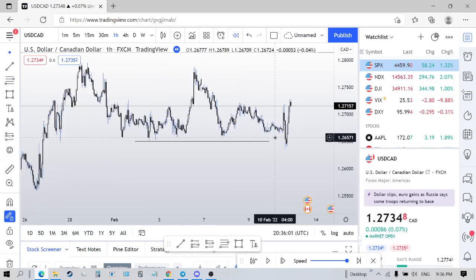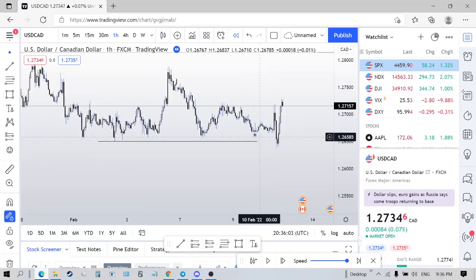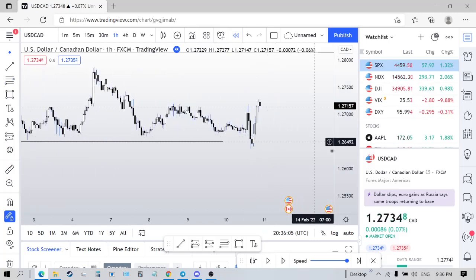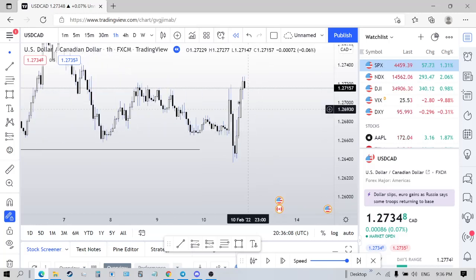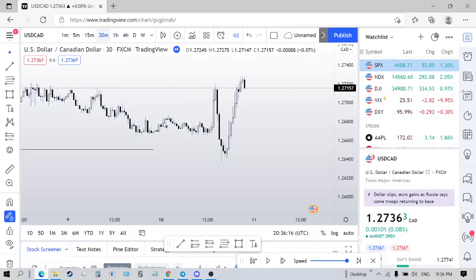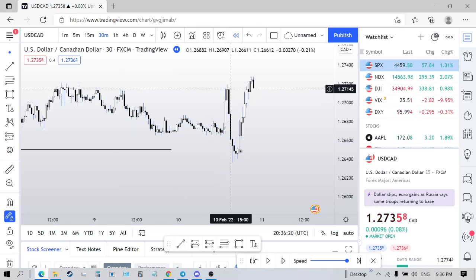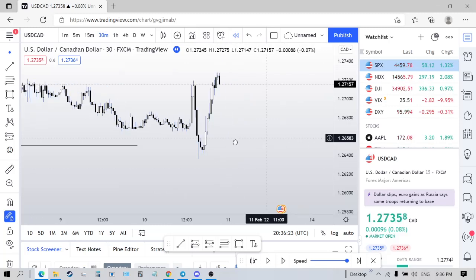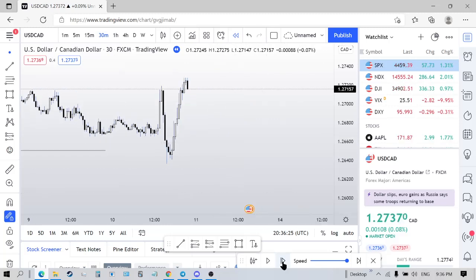Once we ran this low, what am I looking for? I'm looking for a shift in delivery. Now when this was ran right here, you could possibly see a shift right here, and then a break of structure, right? It's a shift, break of structure right here, and then you can see that candles were printing.